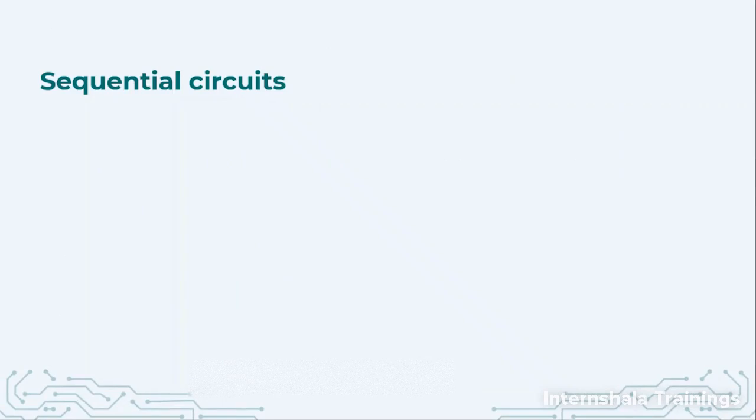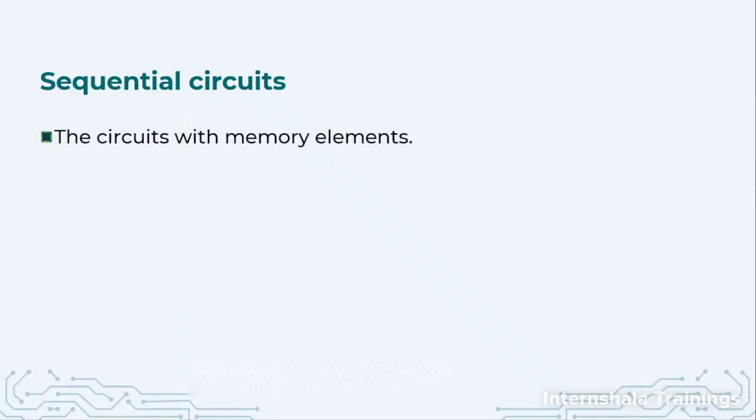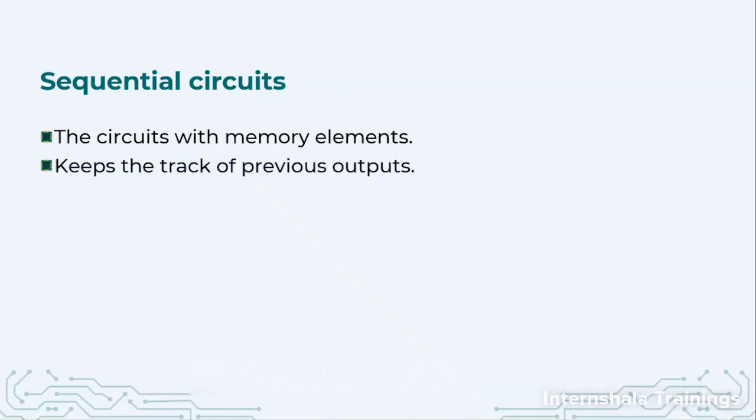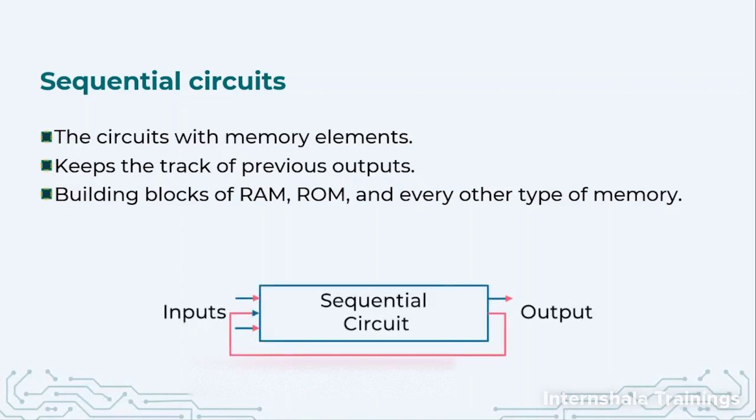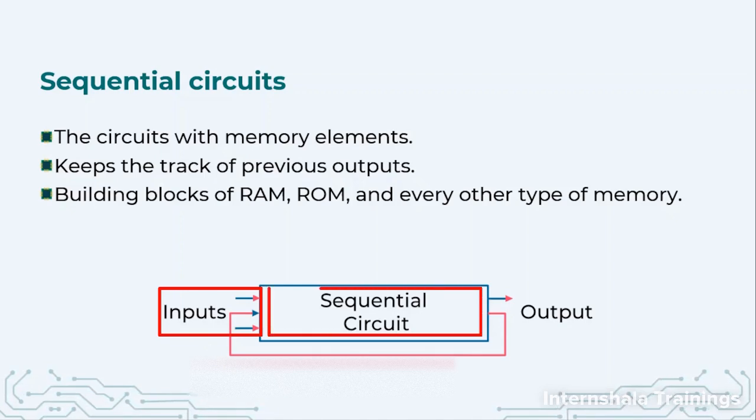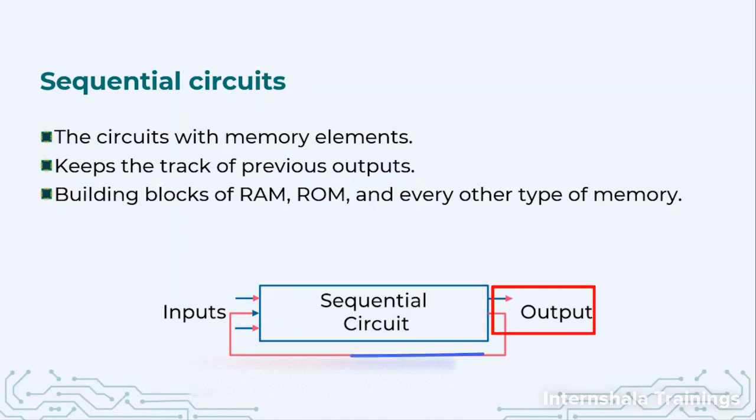Coming to the sequential circuits, these are the ones which have memory element. They will have a track of previous output values. They are the building blocks for memory elements like random access memory, RAM, read-only memory, ROM, and any other memory that we have. So let us have a look at the block diagram. I have inputs, I have sequential circuit, and I generate the output. But a part of the output is taken back to the input.